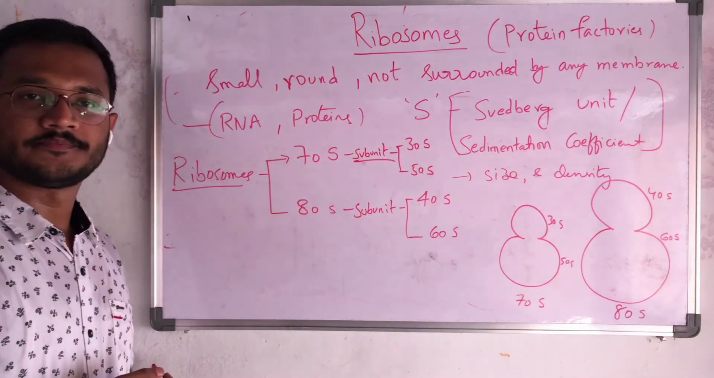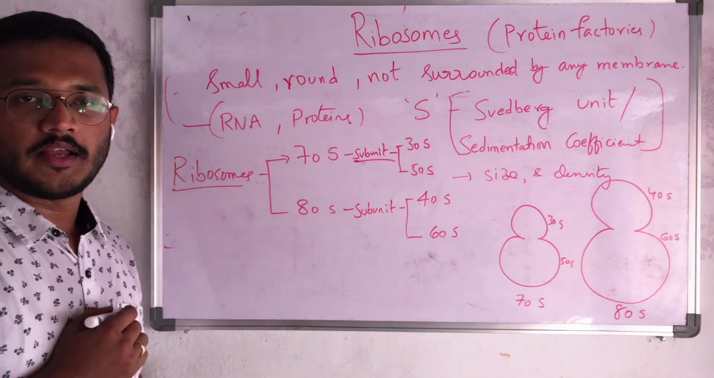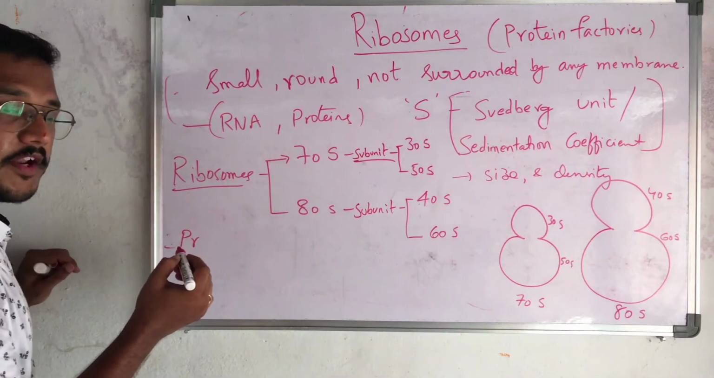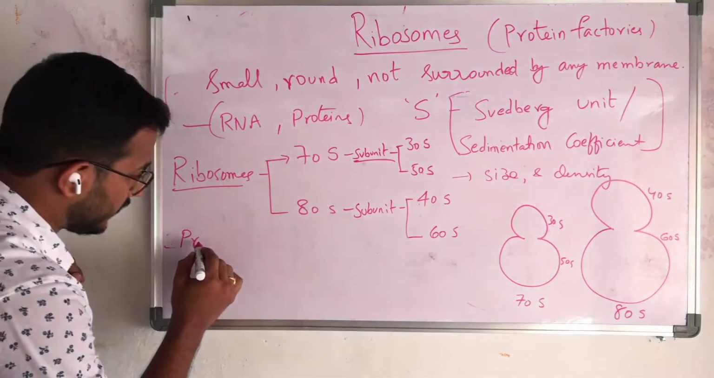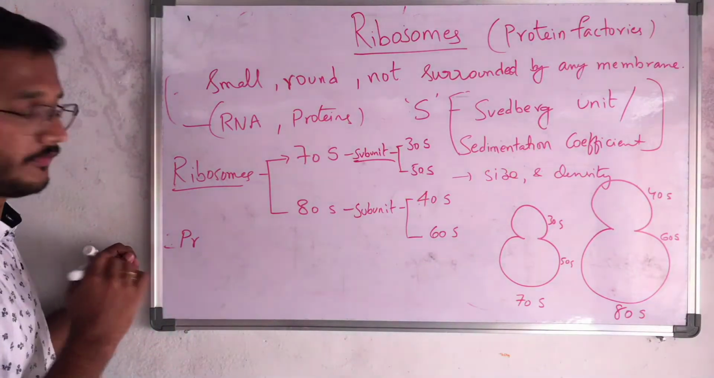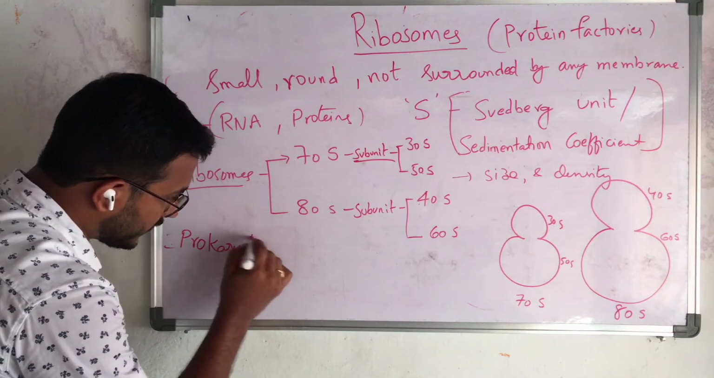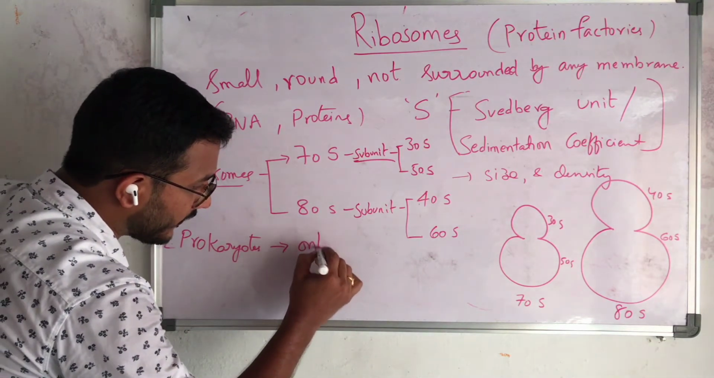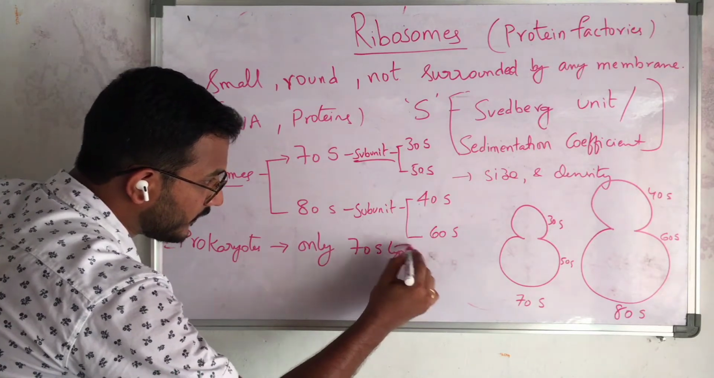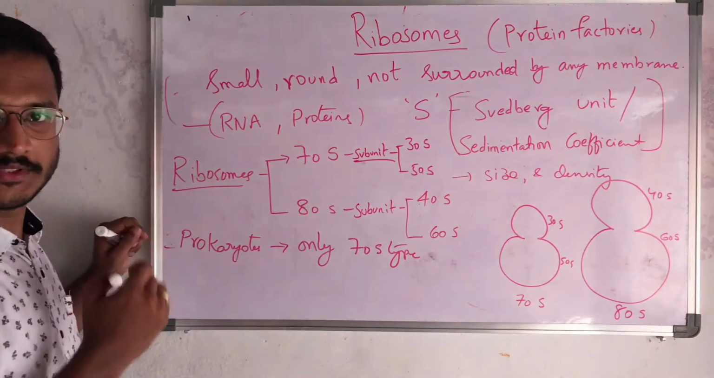Getting the point? Okay, this is about the types of ribosomes and where they are present, and which type of organisms have which type of ribosomes. This is also very important. These are fundamentals, you have to clear it now itself. Okay, now prokaryotes have only 70S type. There is no question of 80S type in prokaryotes.